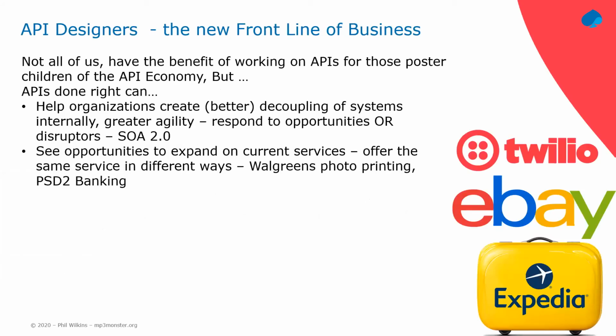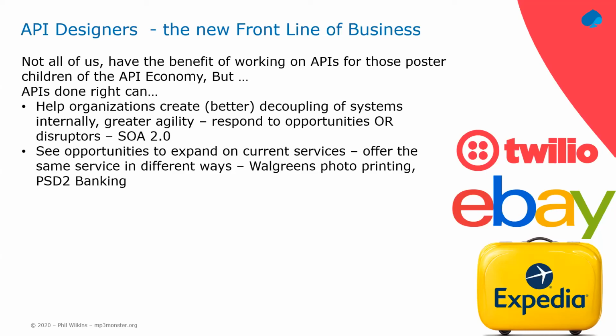But it's important that we get our APIs right, because APIs are now the front line of business. This is a little bit old news these days. We've talked about some of the big names like eBay and Expedia, Twilio. The business value is coming through APIs now rather than through their web front ends. But whilst it's easy to say that their business value proposition is through the API.